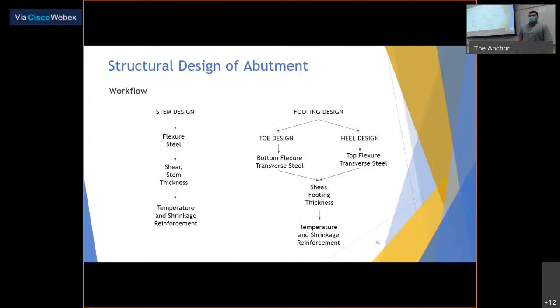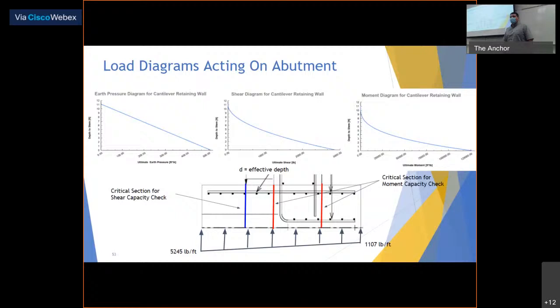So next, these are the basic load diagrams acting on the abutment. You can see that on the very far left, that's the earth pressure diagram. Then you've got the shear diagram and the moment diagram. We didn't include surcharge, so this is a very simple design.